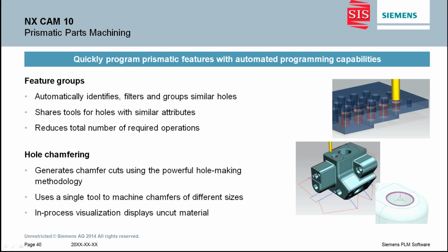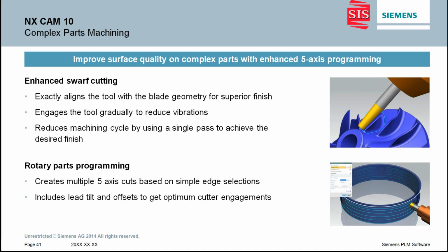The new chamfering operation applies the powerful hole milling approach to a common feature with a minimum programming input. NX10 enables you to automatically calculate the correct tool offset for chamfering holes. You can reduce programming and machining time by chamfering multiple holes with one operation, even when the holes have different orientations. And you can use a single tool to machine chamfers of different sizes that save you even more programming time. The in-process visualization displays uncut material after each operation.